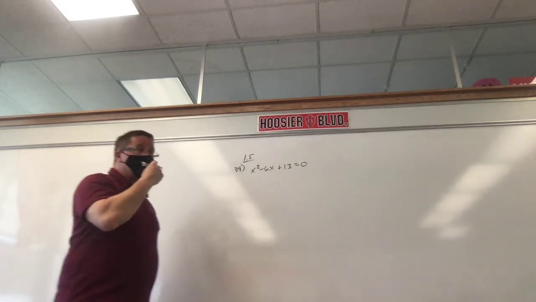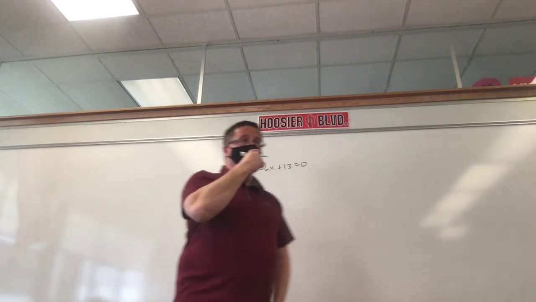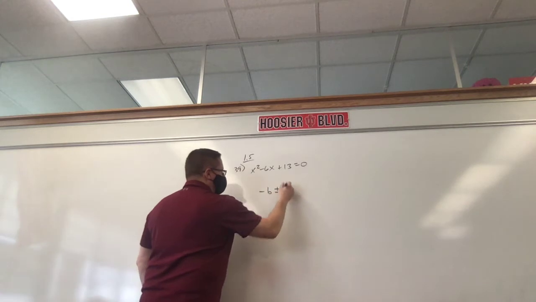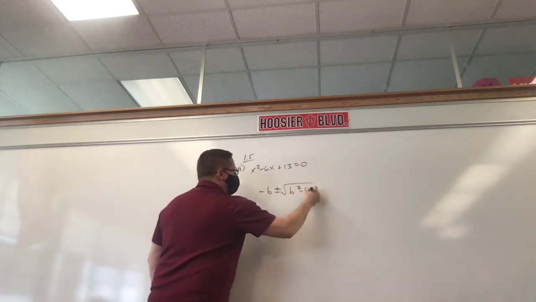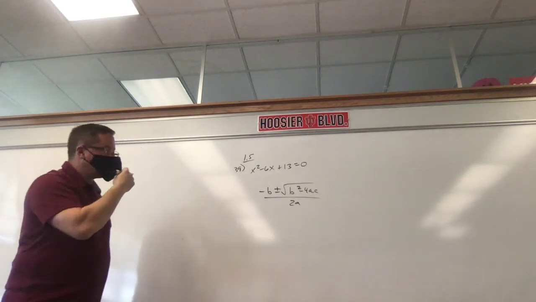I will tell you this: on our test next week sometime, you're going to need the quadratic formula, and I will not give it to you. You've got to have that memorized. If you forgot it, write it down. It's negative b plus or minus the square root of b squared minus 4ac, all over 2a. All of it's over 2a.